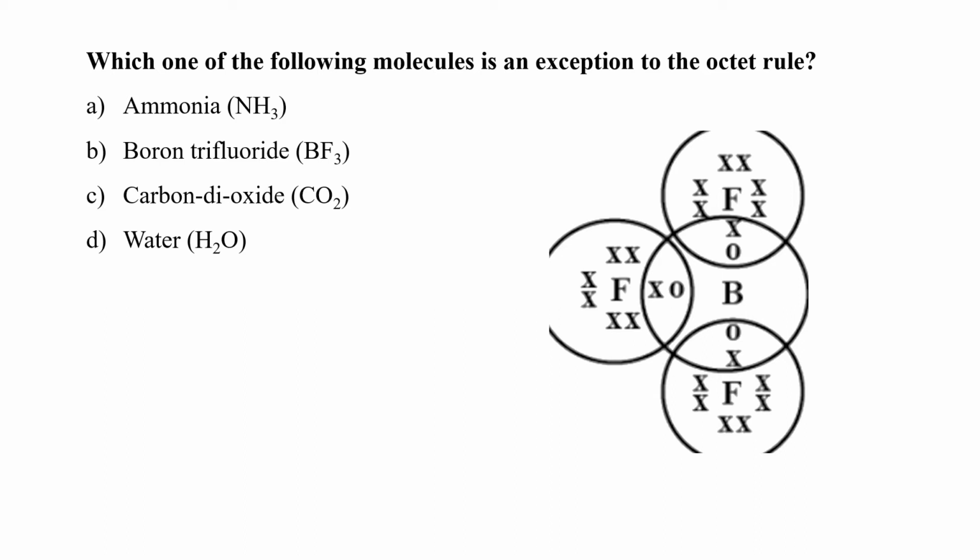They both readily form compounds in which they have 6 valence electrons rather than the usual 8, which is predicted by the octet rule. So as you can see in this particular structure, F completes its octet by sharing electrons with the boron, while boron shares only 3 electrons, one from each of the F atoms, and has only 6 electrons in its outermost shell. So option B, boron trifluoride, is the one which is an exception to the octet rule.